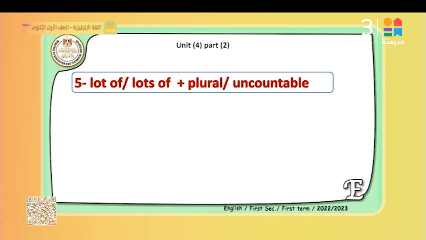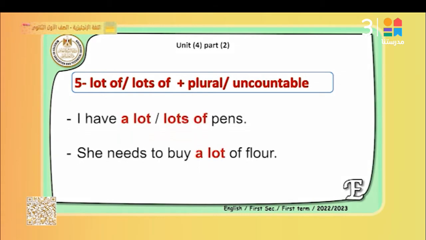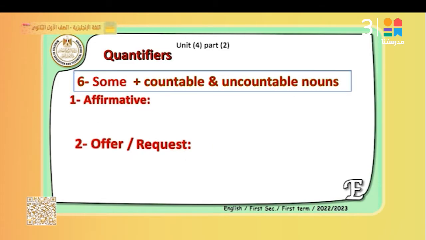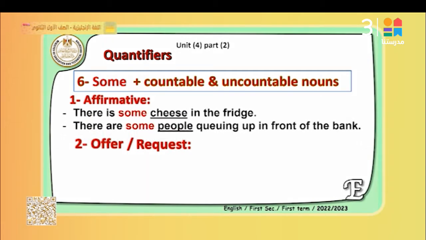What about the words lots of or a lot of? These are used with both plural and uncountable, with countable and uncountable. I have a lot of pens, I have lots of pens, or she needs to buy a lot of flour. So we can use it with countable and with uncountable nouns. What about the word some? Again, the word some can be used with both. We can use it in affirmative. There is some cheese in the fridge.